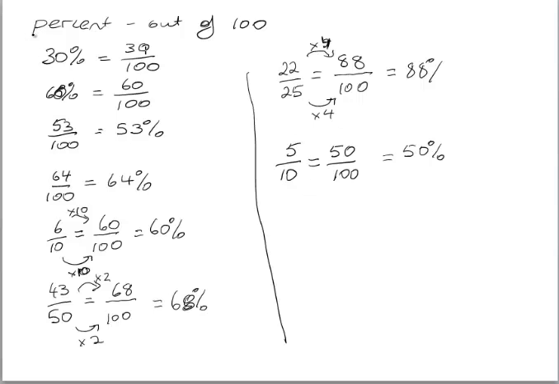So don't forget that percent means out of, or per, 100. Any time we can change the denominator of the fraction by making equivalent fractions, so that the denominator is 100, then the fractions are very easy to change into percentages. In the next video, we'll look at what happens if the denominator is not a factor of 100, and there's another way to do that.